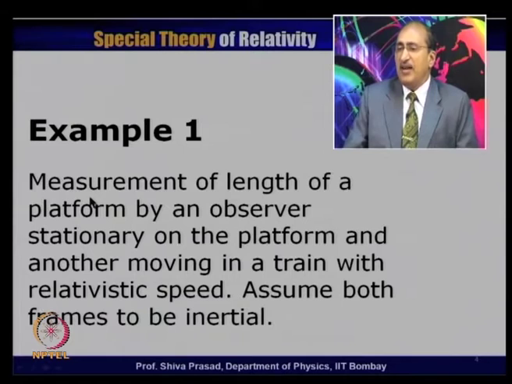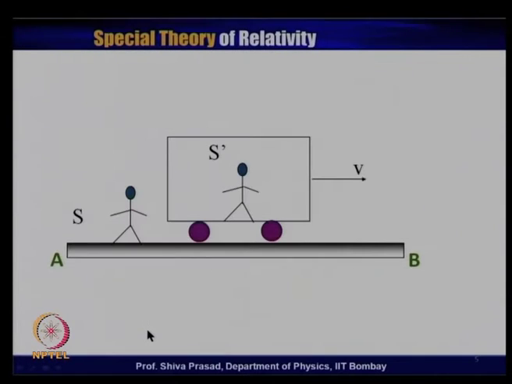So, this is what I have written as the subject of the example: measurement of the length of a platform by an observer stationary on the platform and another observer moving in a train with relativistic speed relative to, of course, the platform. Assume both frames to be inertial. So, this figure approximately represents the situation in this particular case.